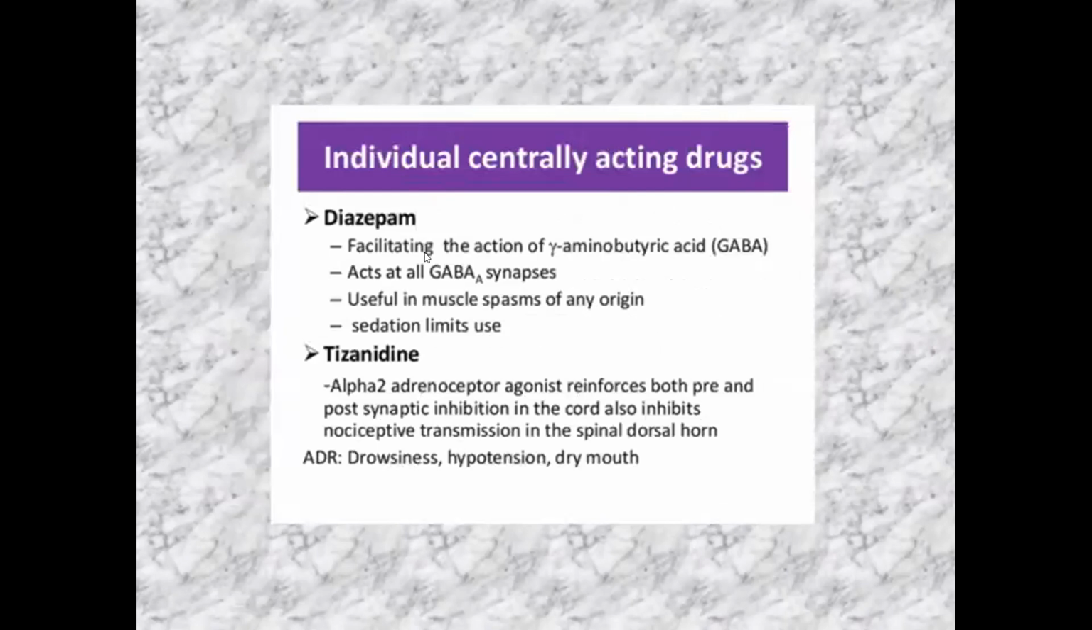These are some specific drugs, that is diazepam and tizanidine. You have seen diazepam belongs to the benzodiazepines. Diazepam mainly binds with GABA, gamma aminobutyric acid, which also has alpha, beta, gamma sites. It binds with the GABA A receptor and is useful to reduce the muscle tone. It is also used as a sedative and hypnotic.